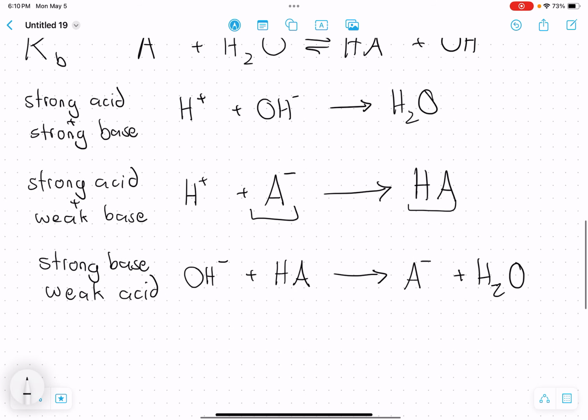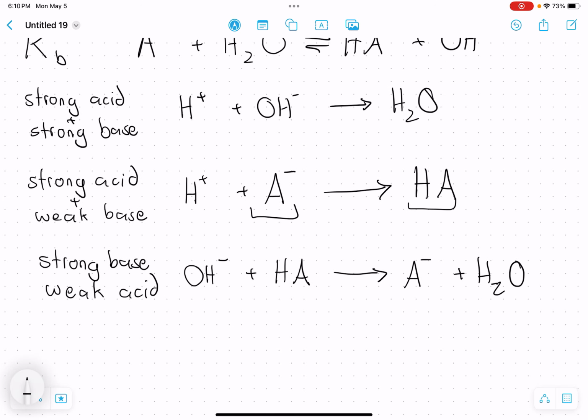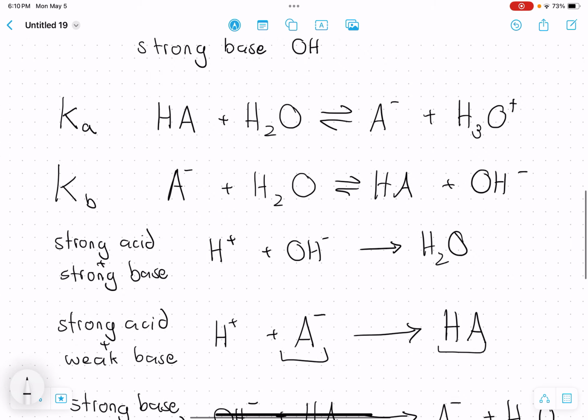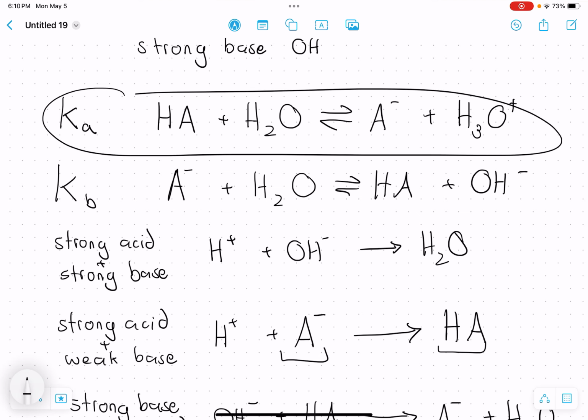Okay, what have we not done? Weak acid, weak base. Well, that's a buffer. And when we have a weak acid and a weak base together, we don't actually write a reaction for that. We just look at the Ka reaction because they aren't reacting with each other. They're in equilibrium with each other.